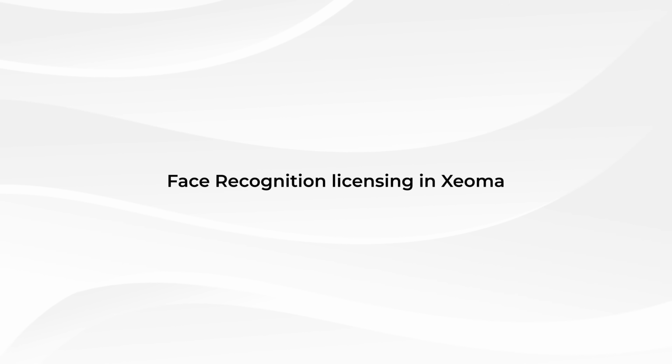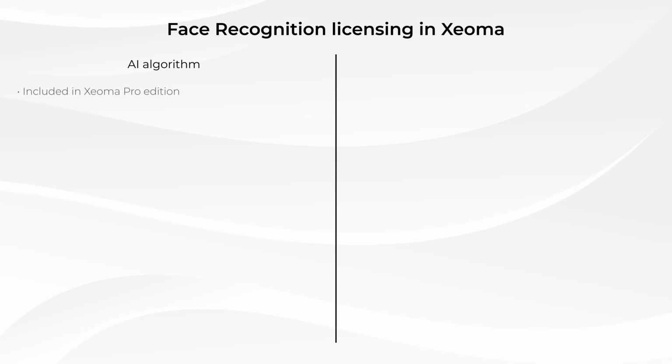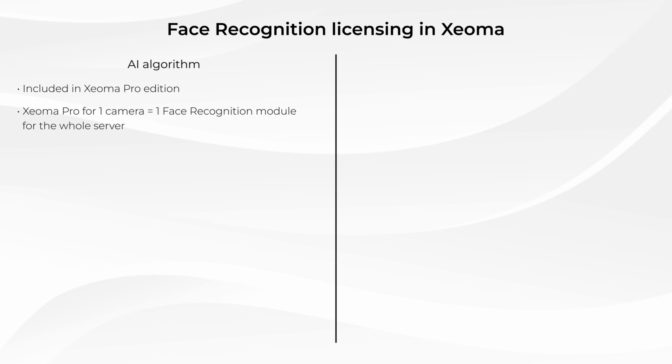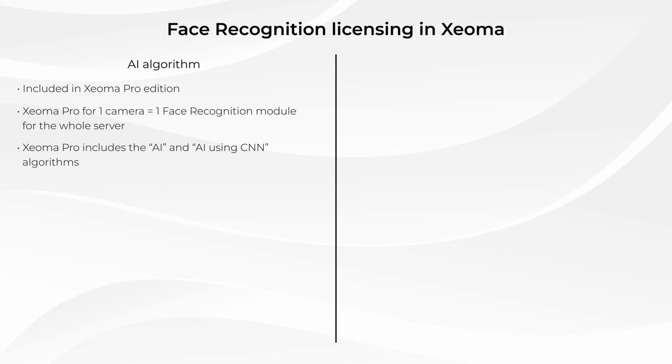A few words about licensing. The license type needed depends on the recognition algorithm you're going to use. The face recognition module is included in the Xeoma Pro Edition. For example, if you purchase a Xeoma Pro license for one camera, you'll be able to use face recognition on one camera. In this case, artificial intelligence and artificial intelligence using CNN will be available with one face in the database.